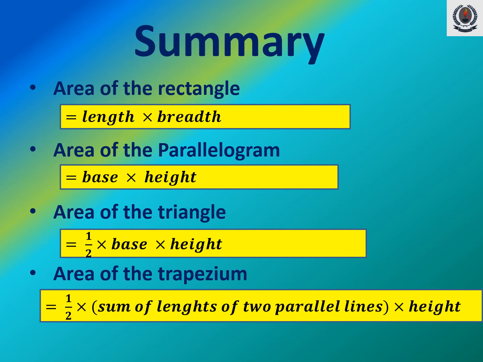Summary. Area of the rectangle, as we know, length multiplied by breadth. Area of the parallelogram, the base length multiplied by the perpendicular height. The area of a triangle, how to find? Half into base into height. Area of the trapezium, half into sum of length of two parallel lines into height, that is perpendicular height.